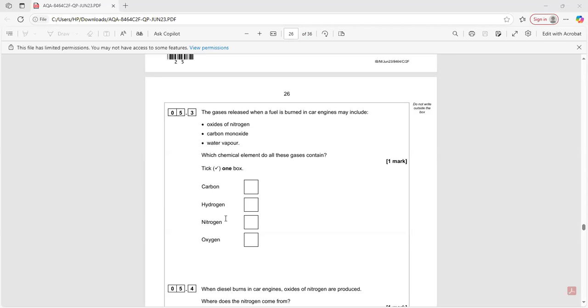Okay, so what question are they asking? It says, which chemical elements do all these gases contain? Obviously, it's oxygen. I can see that's common. Water vapor is H2O, so it definitely contains oxygen. Carbon monoxide is CO, so it contains oxygen. Oxides of nitrogen has even given itself away. Oxides are compounds that are formed when an element combines with oxygen. So the common denominator for all of them is oxygen. Okay, so you got that right?